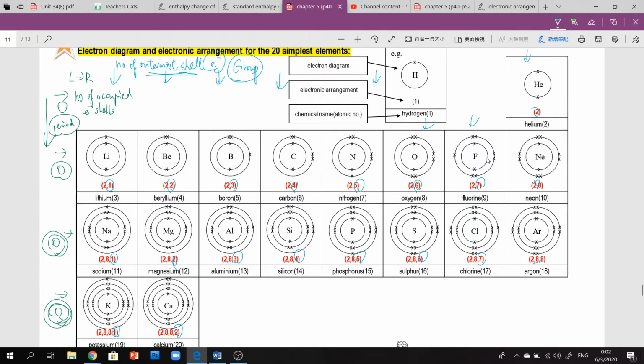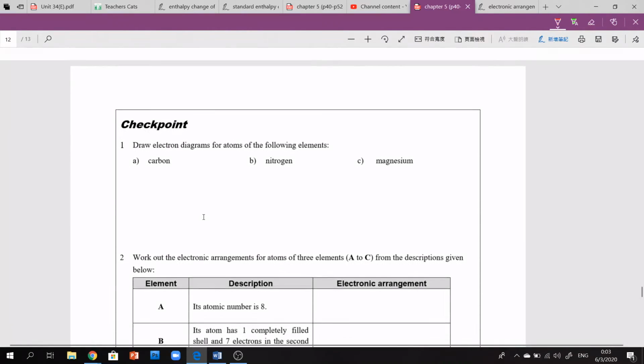Okay. If you have no questions, we may take a look at the last page, the checkpoint, to recap what we have just learned. Next slide is checkpoint.